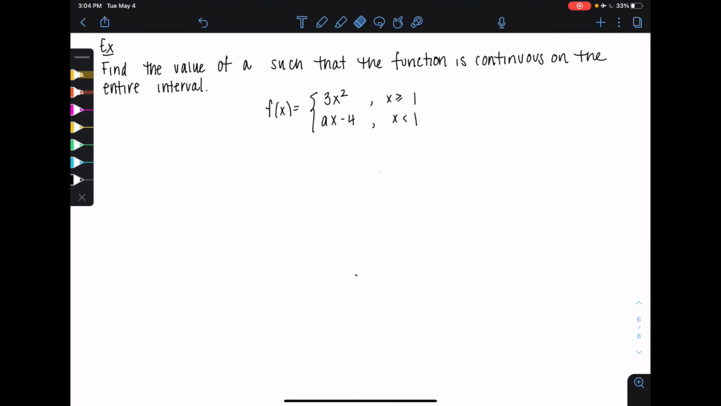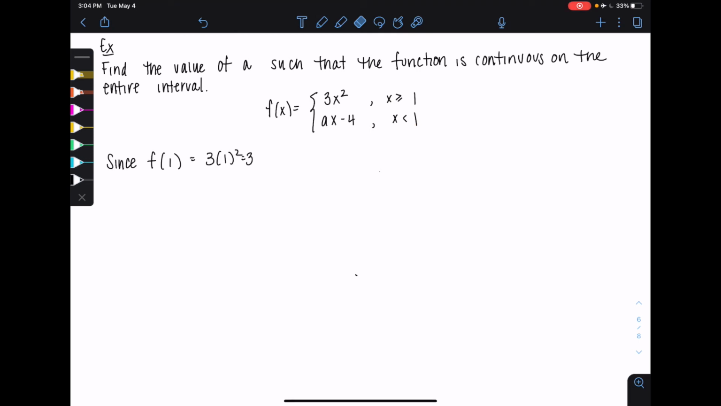So let's go ahead and try another example. We're going to find the value of a so this function is continuous on the entire interval. So basically, what do we have to put here to guarantee we have a nice smooth graph? Okay? And so the only thing that could happen, this is just a polynomial. This is also a polynomial. They are continuous separately on these intervals. The only thing that can happen, because it's piecewise, is there might be a jump in the graph at 1. So I need to guarantee I don't have this jump, okay?